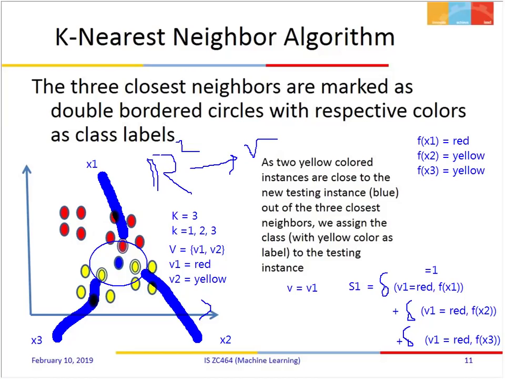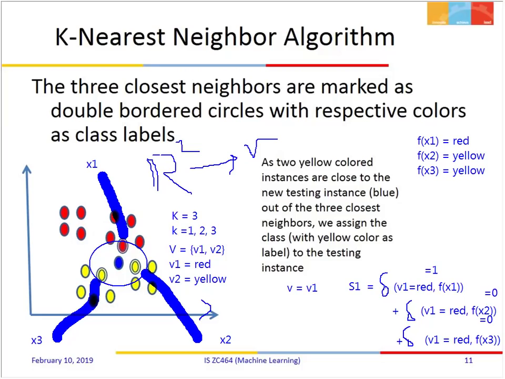And the second term in this sum for S1, because V1 is red but f of x2 is yellow, these two are different. The delta function is going to give us a 0. So this is contributing to a 0. And the third term is also contributing to a 0 because of the dissimilarity of the first argument of delta and the second argument of the delta. So then this also gives a 0. So basically this S1 comes out to be S1 is equal to 1, right? And this is nothing but we wanted to find out the number of those points belonging to the class 1 within this K, which are the nearest.